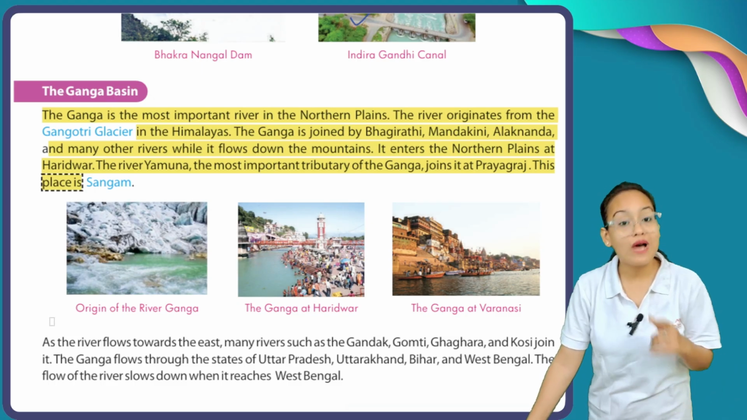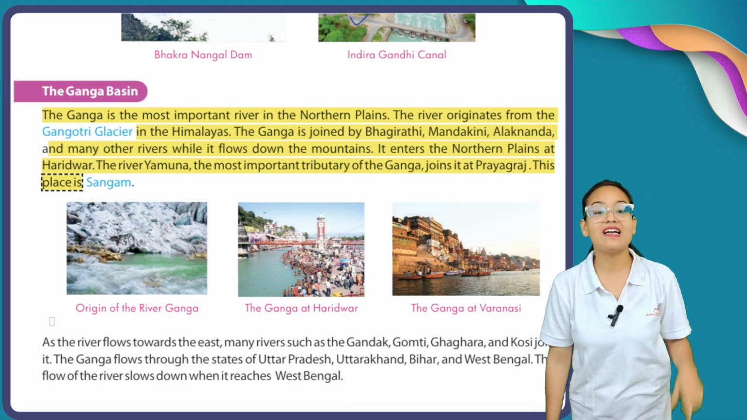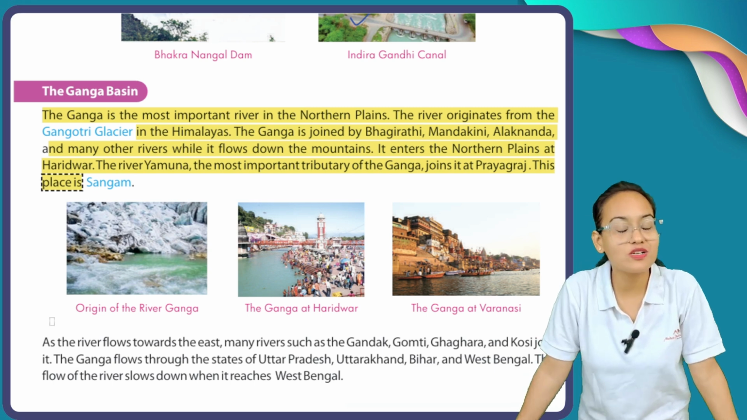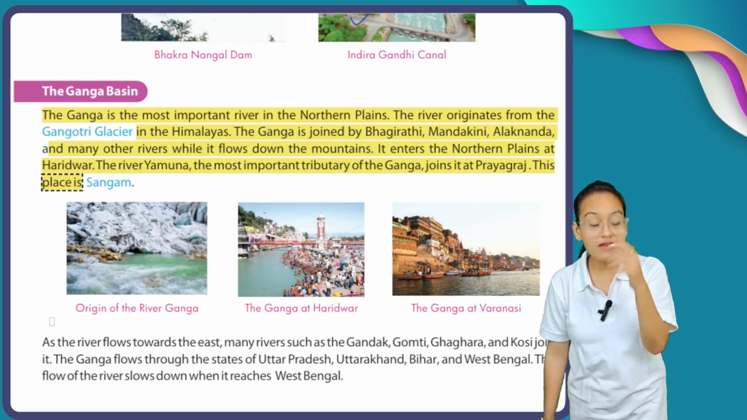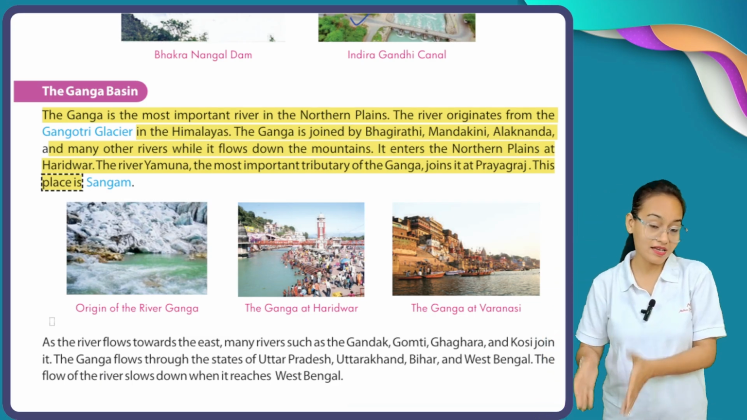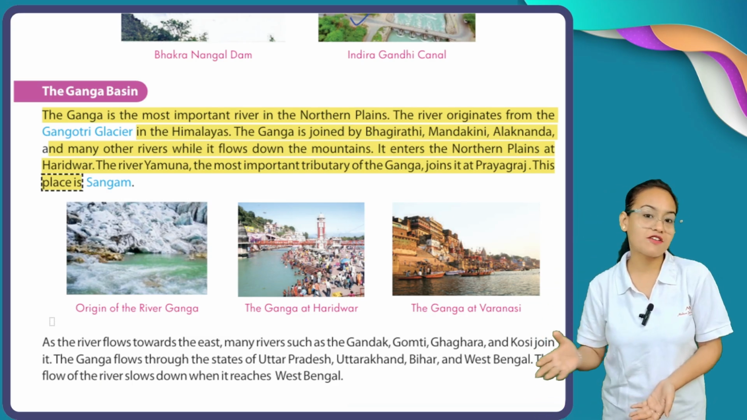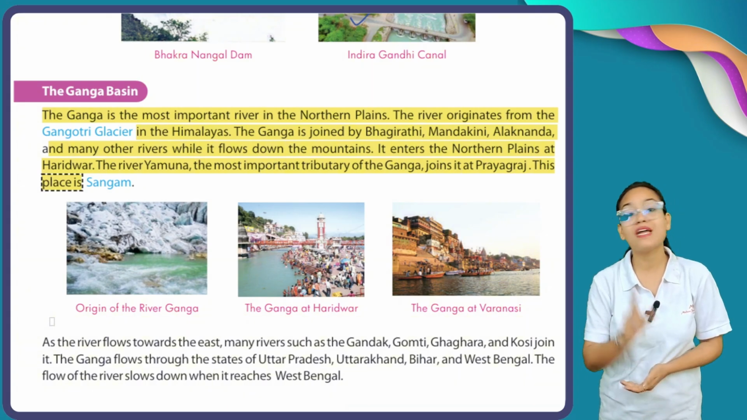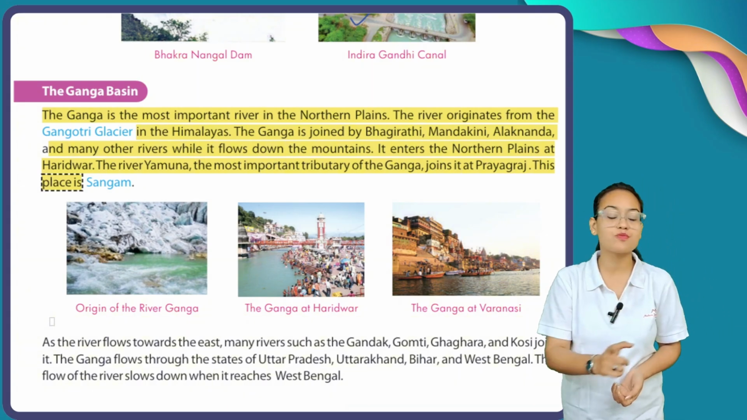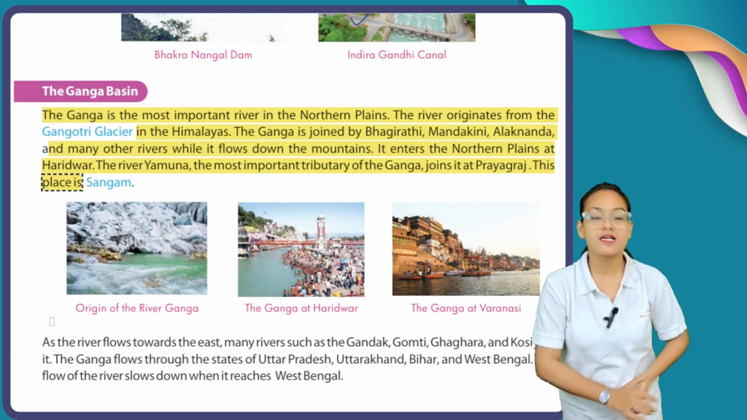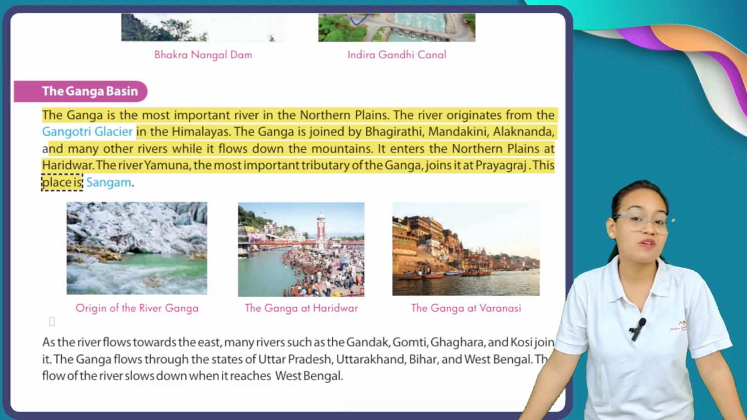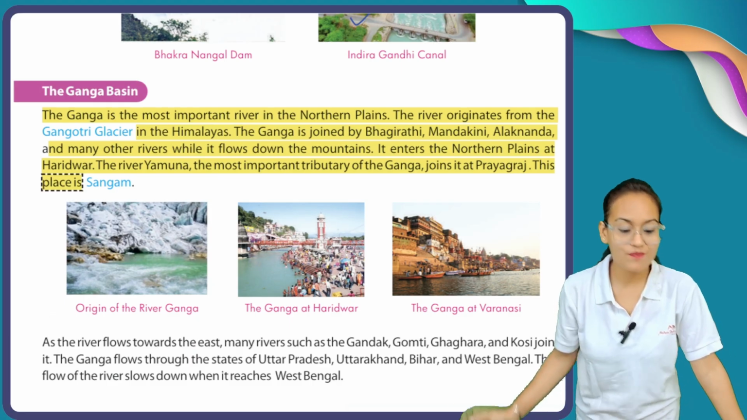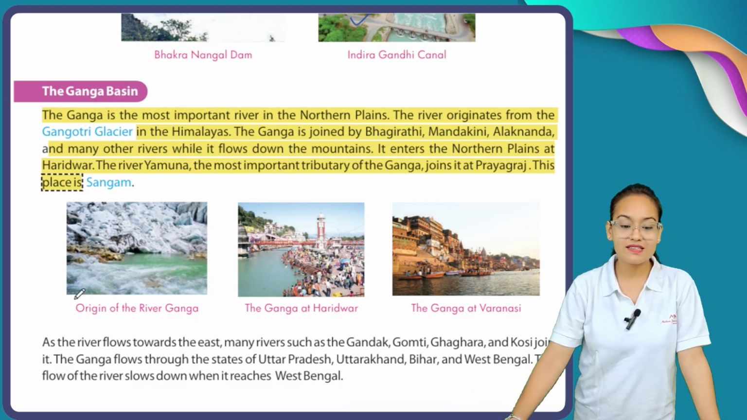But when Ganga came down to the plain area, it came down at a religious and holy place named Haridwar. Another sacred river, Yamuna, which is the main and major tributary of the Ganga river, joins Ganga at Prayagraj. As you all know, Prayagraj is famous for its Sangam. So you can see this is the origin of the river Ganga from the Gangotri Glacier.